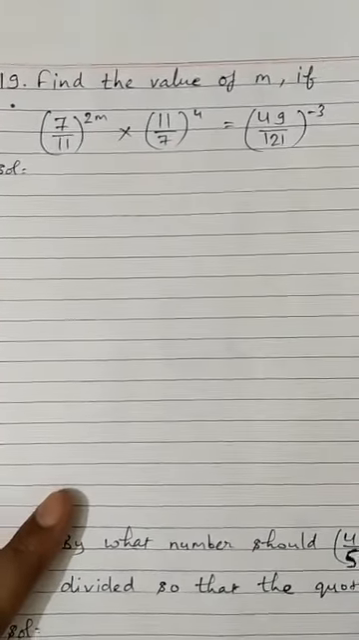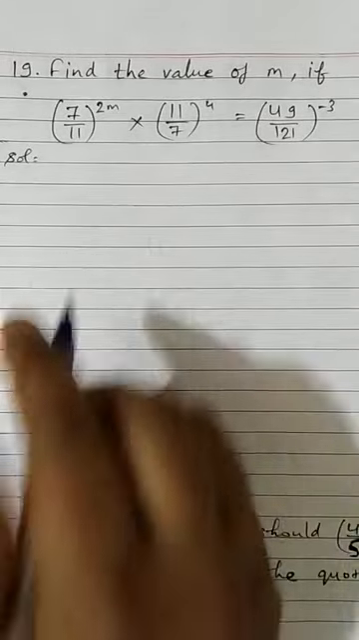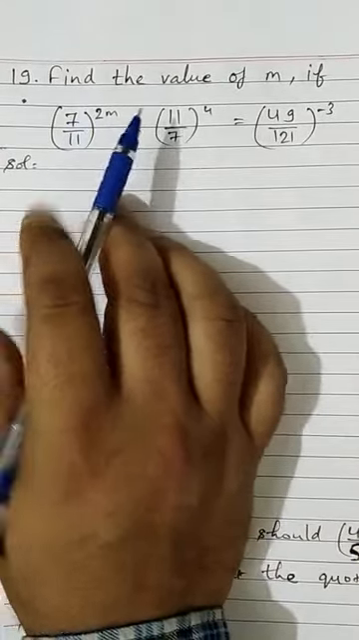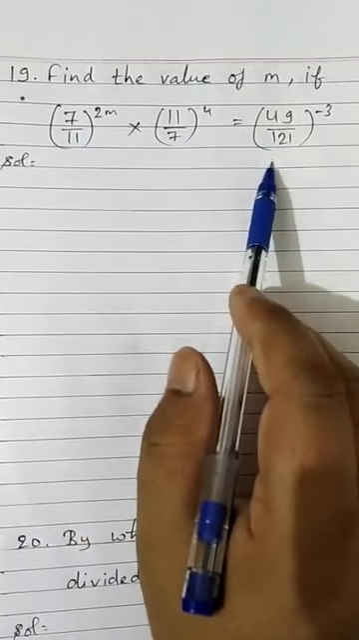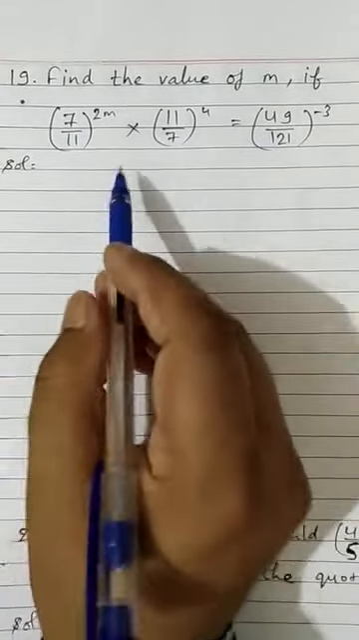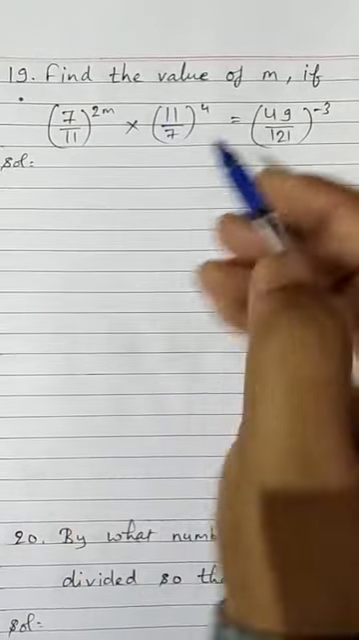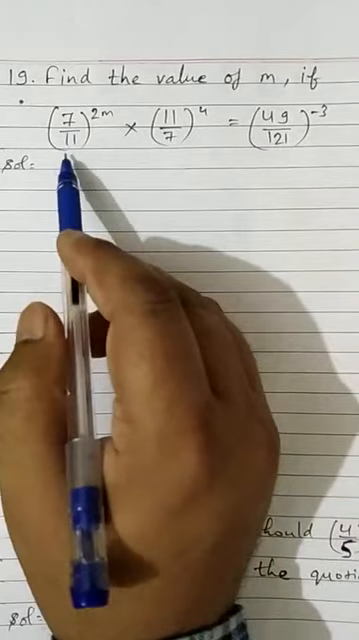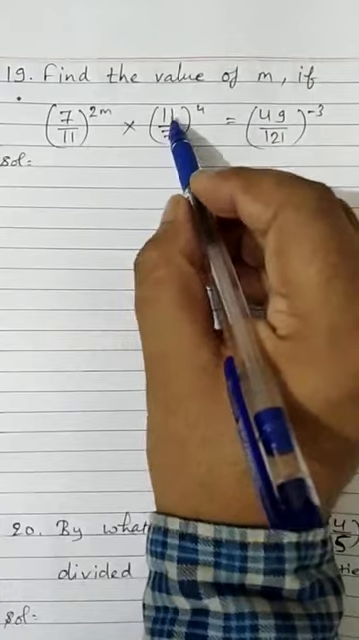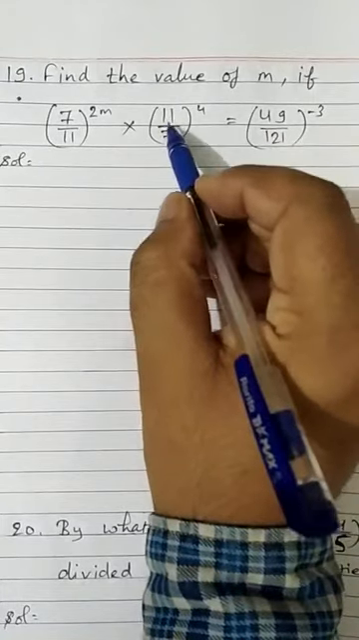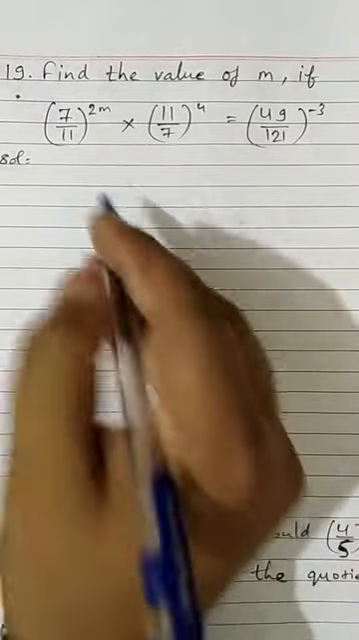Now question number 19. Find the value of m if (7 upon 11) raised to power 2m multiplied by (11 upon 7) raised to power 4 equals (49 upon 121) raised to power minus 3. So we will make use of this 11 upon 7 and this 7 upon 11. How? Let us see. In the first step I am going to reciprocal this one, because we have the square of 11 in the denominator on the right hand side.